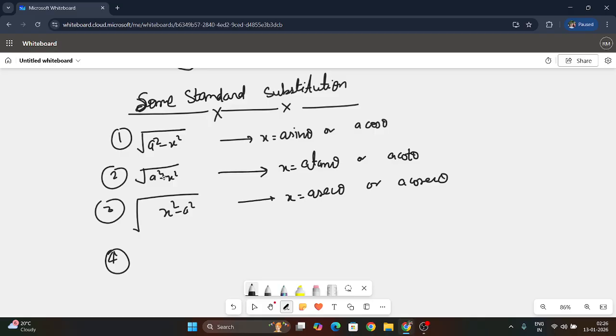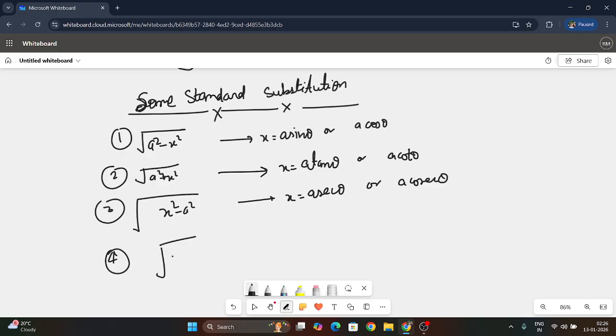Here sec square theta minus tan square theta is equal to 1, and here the same thing: cosec square theta minus cot square theta is equal to 1. So these things you have to keep in mind, and I hope if you do it, it's going to be good for you.